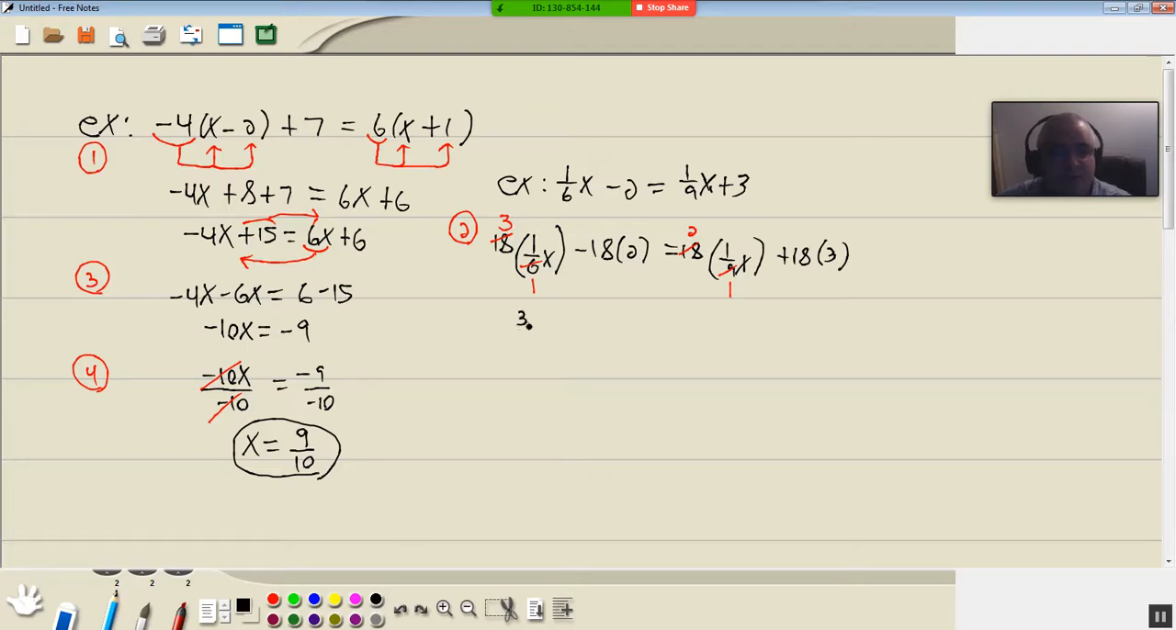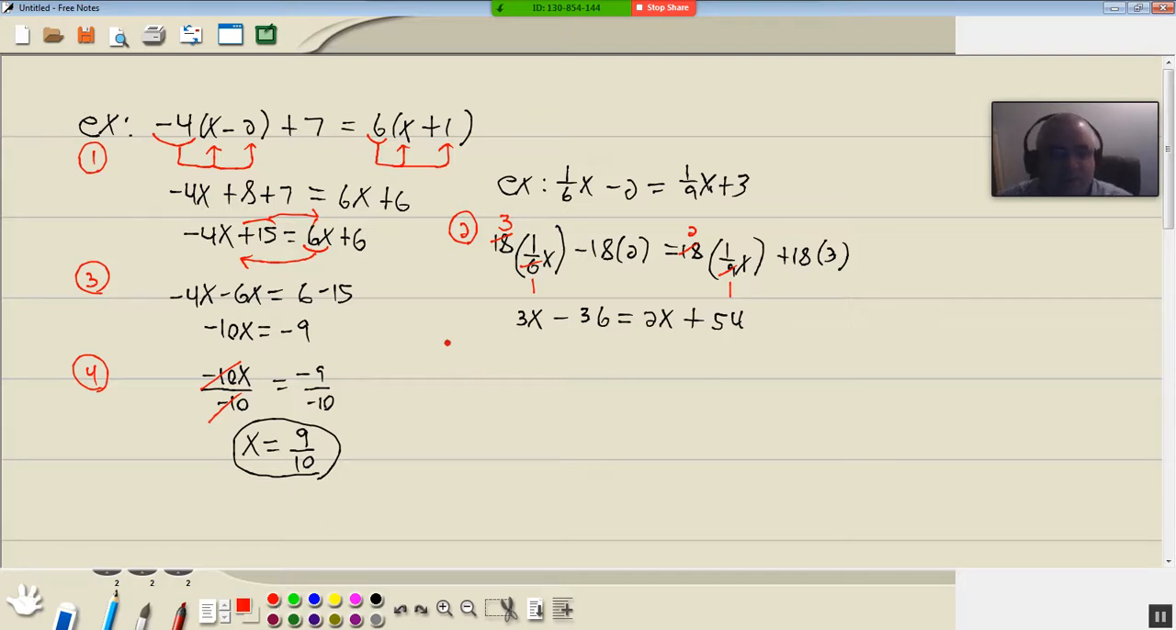So 3 times 1 is 3x minus 18 times 2 is 36. 2 times 1 is 2x plus, let's see, what is that? Let's see, 18 times 3 is 54.